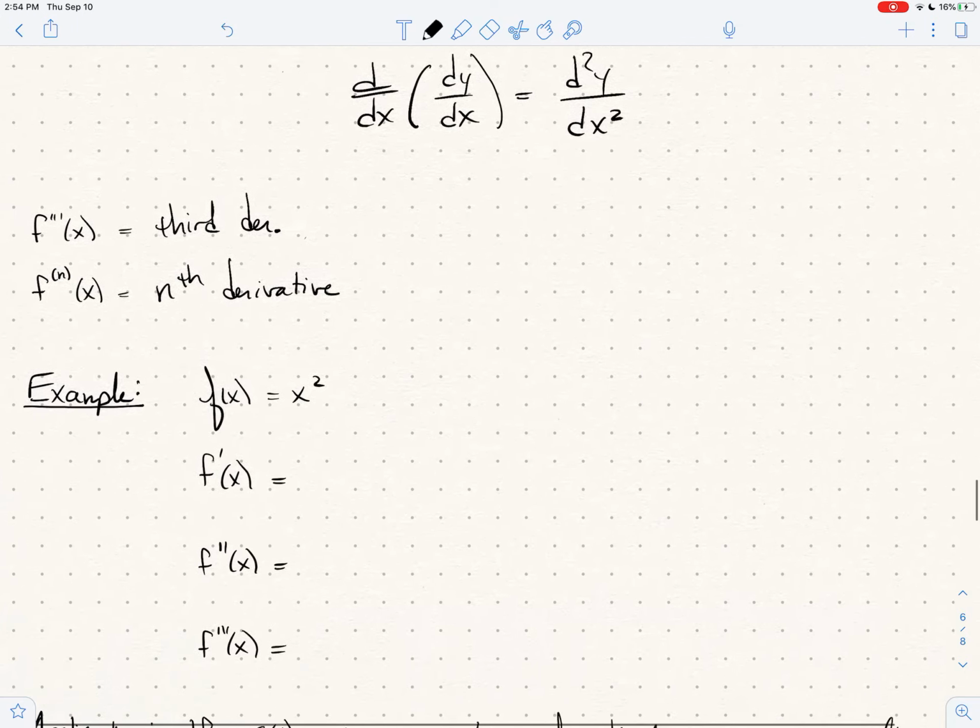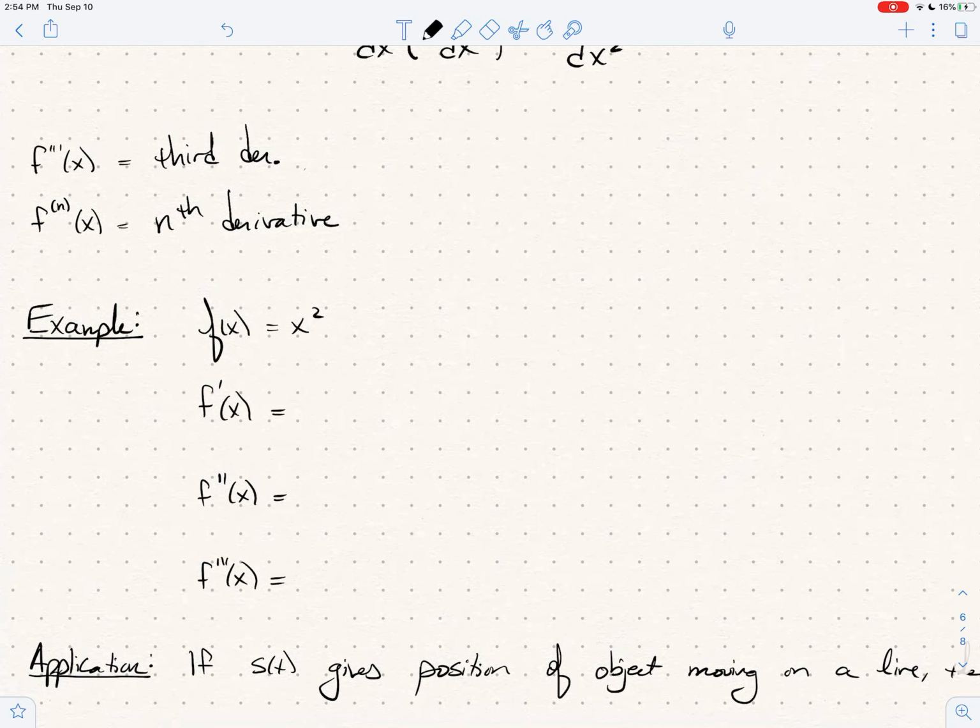Okay, so let's do an example. We computed before that if you start with f equals x squared, then f prime is 2x. I'll let you check that f double prime is 2 and f triple prime is 0. So the point there isn't how I'm computing those, although you should be able to take limits and do it. The point is that's the notation that we're going to use.